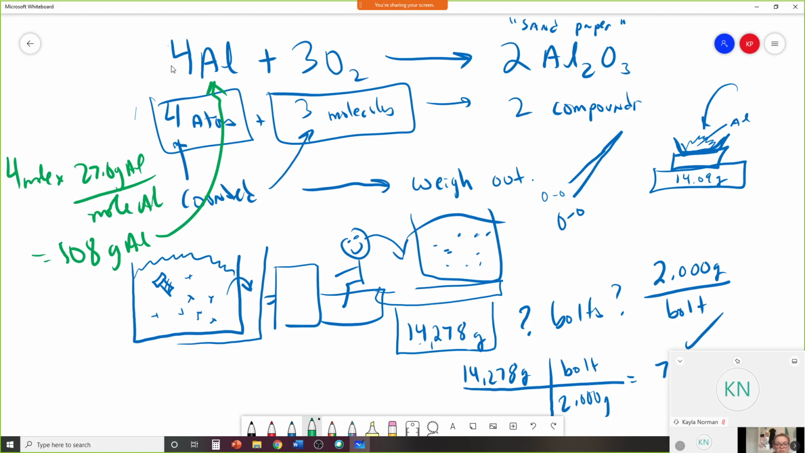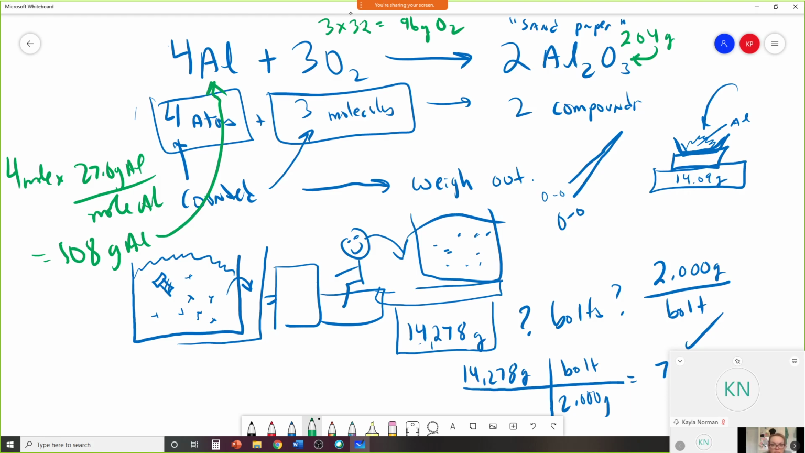No problem. You want me to count out 4 atoms? I need some expensive equipment to do that. Okay, I can do it, but it'd be very expensive. It wouldn't be very practical. But if I wanted 4 moles of aluminum, I would weigh out 108 grams of aluminum. If I wanted 3 moles of oxygen gas, that would be 3 times 32, and that would be what? 96 grams of O2 that I would weigh out. And if I added up all of this over here, I would get 204 grams of aluminum oxide on the other end.